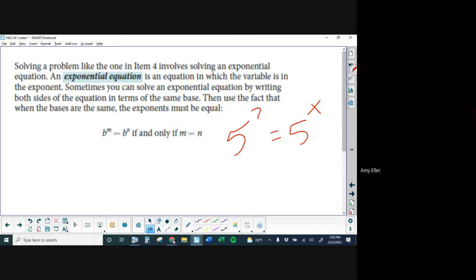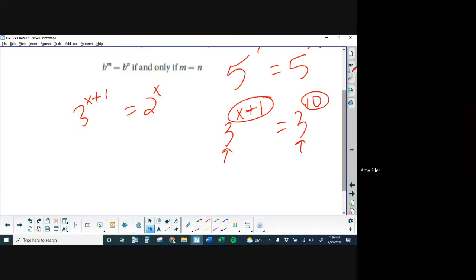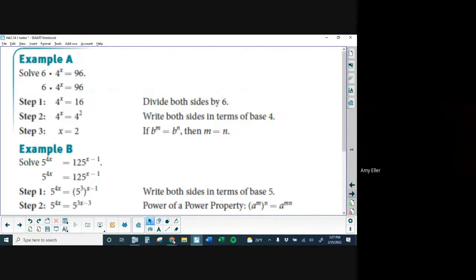What if I have 3 to the x plus 1 over 3 to the 10th? Doesn't this have to equal this for them to be equal? No. So once you get the bases the same, the exponents are going to have to be the same for them to be equal. This is possible sometimes. Sometimes if I have 3 to the x plus 1 equals 2 to the x, I can't get them both to be a base of 2. We'll discuss that next week. But today they are going to be possible to write as the same base.